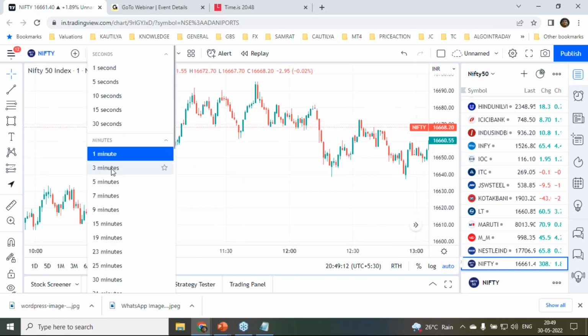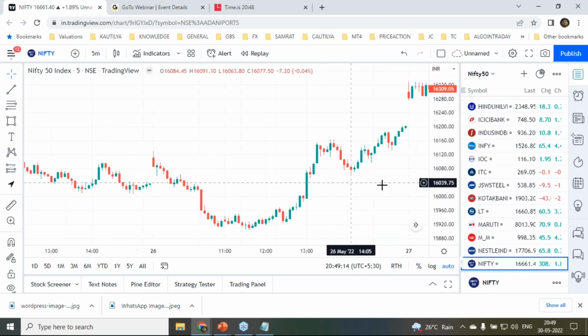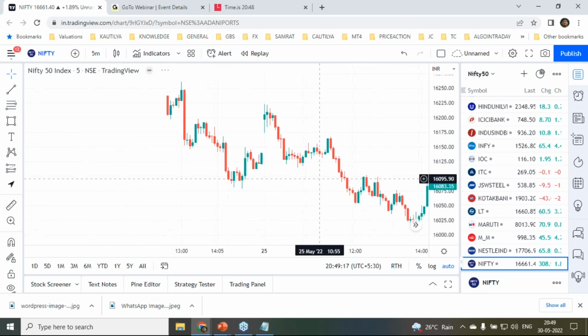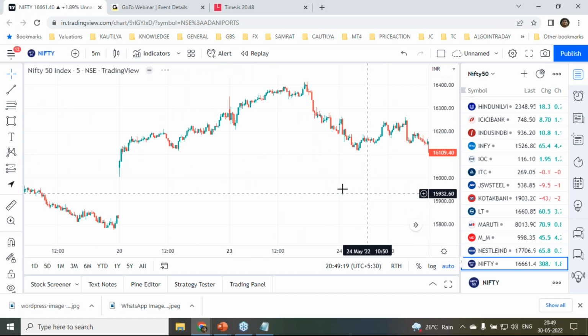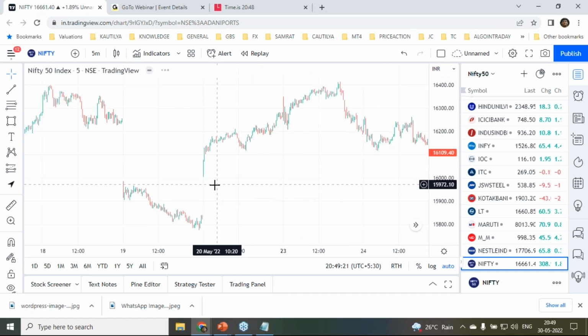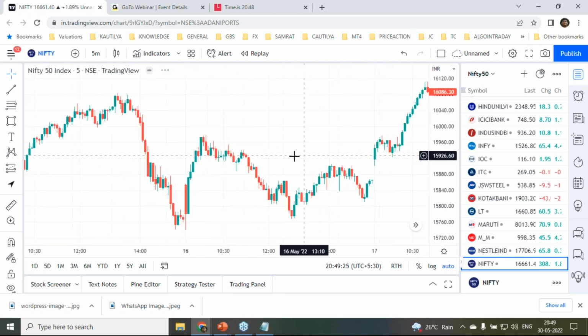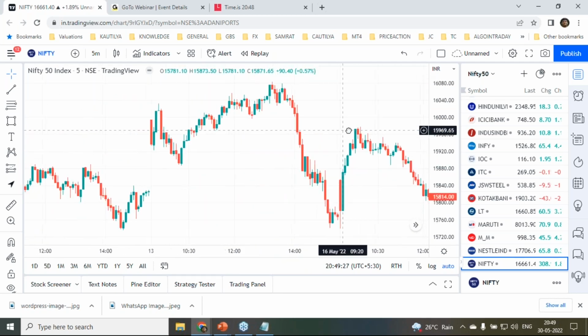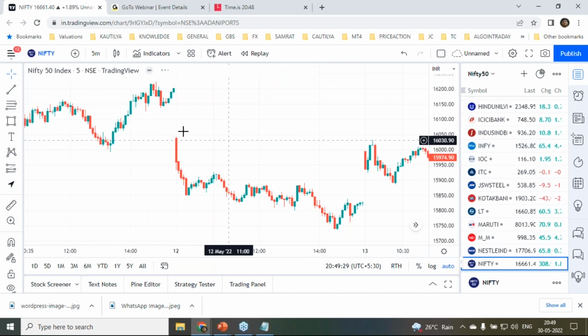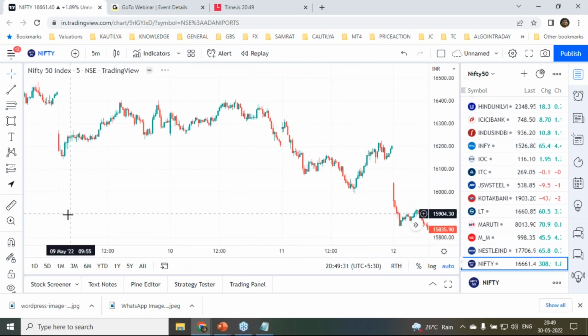Okay, 1 minute is too much. Let's go 5 minutes, because on 1 minute there'll be too much compression. You'll not understand. I'm just trying to see if I can find a good compression level. But when you're in a lower time frame, you see a hell of a lot of compression. It's part and parcel of the phenomenon.